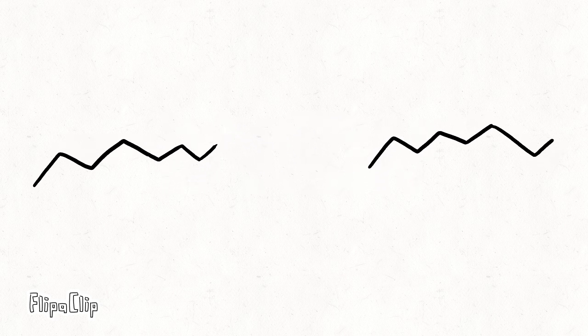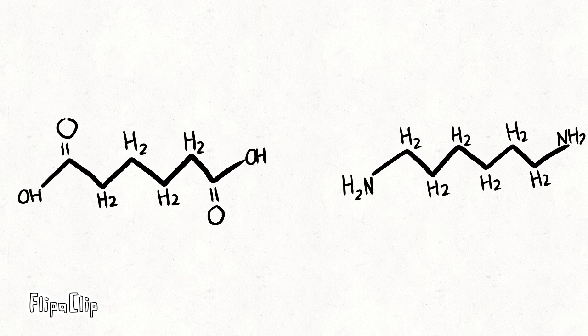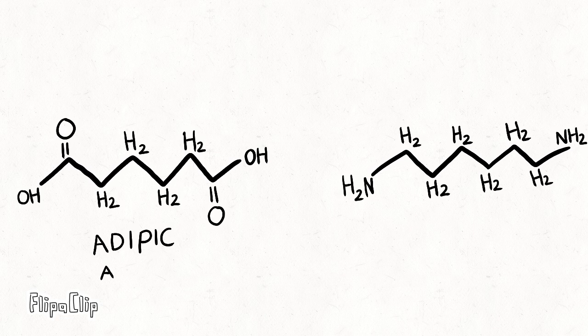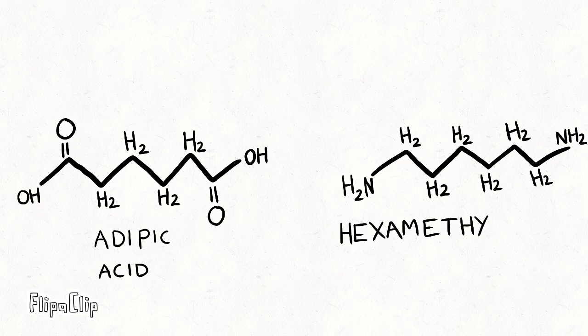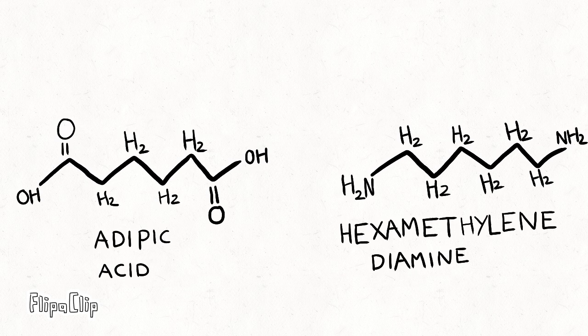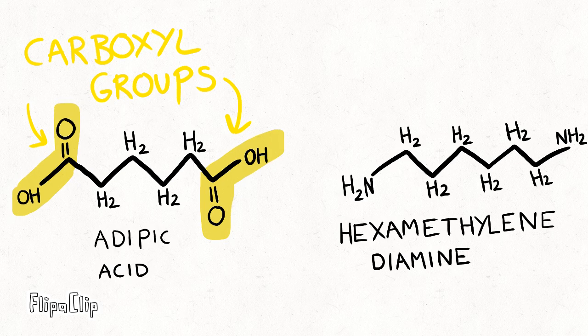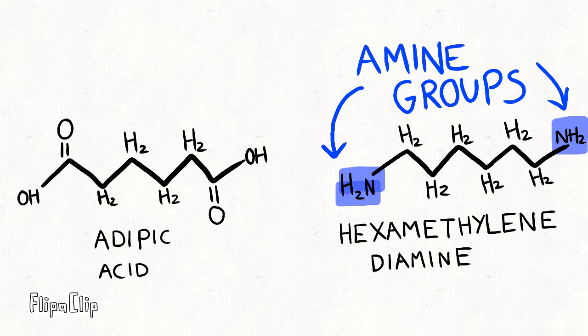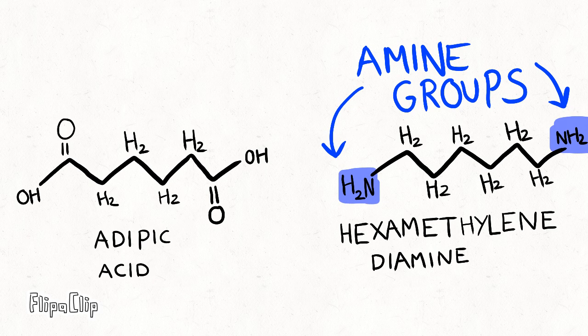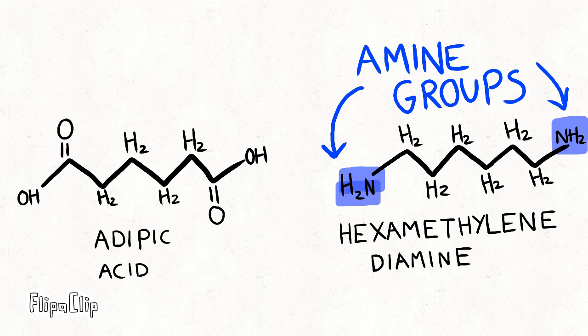Nylon 6,6 is composed of the two disparate monomers adipic acid and hexamethylene diamine. Adipic acid is a type of carboxylic acid characterized by the carboxyl groups found on both ends of the compound, and hexamethylene diamine is a type of amine, characterized by the amine groups found on both its ends.